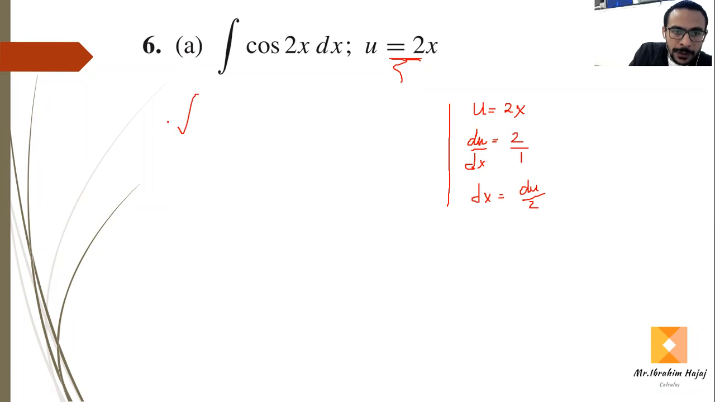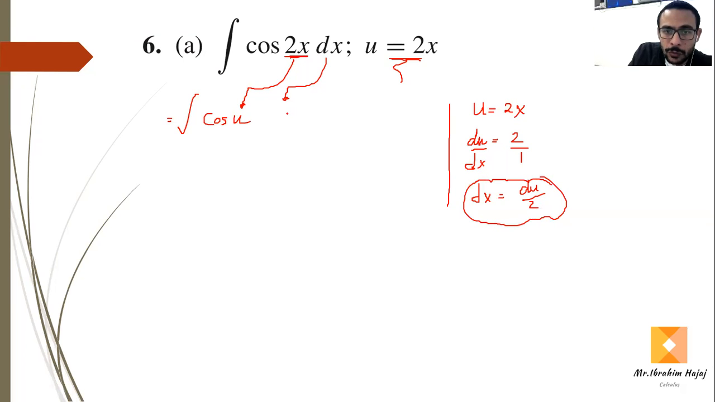Now integrate cosine u, multiply du over 2 by u, and dx we replace by du over 2. Then we integrate cosine. Take the half outside and leave the integral of cosine u du.